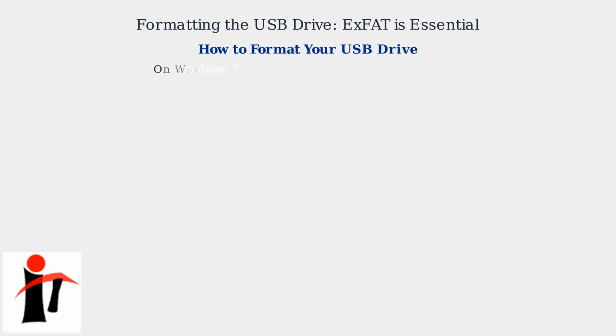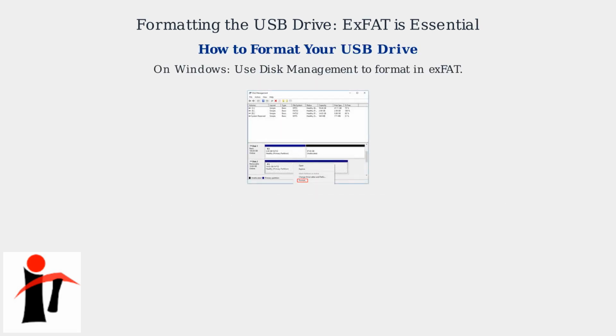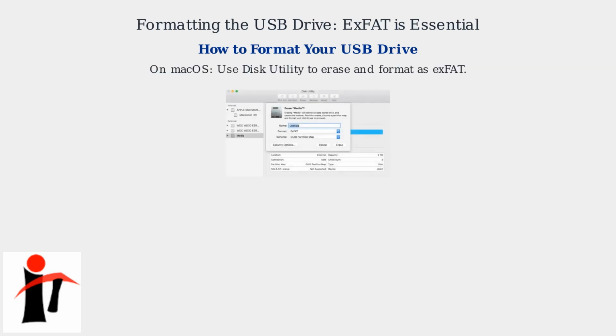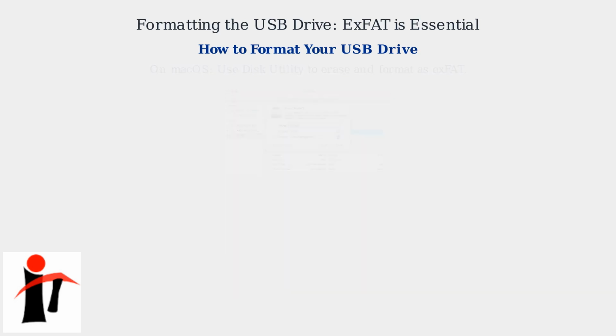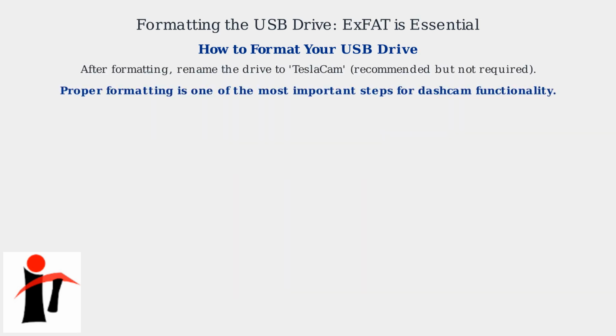To format your USB drive on Windows, use the Disk Management tool. Right-click the drive and select Format, then choose exFAT as the file system. On a Mac, open Disk Utility, select your USB drive, and choose Erase. Set the format to exFAT and complete the process. Once formatted, you can optionally rename the drive to TeslaCam for easy identification. This ensures your Tesla dashcam recognizes and uses the drive correctly.